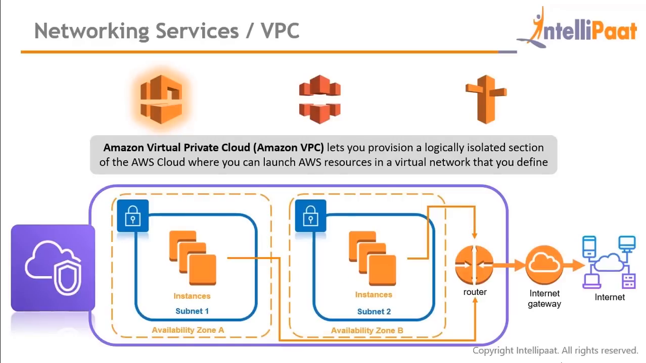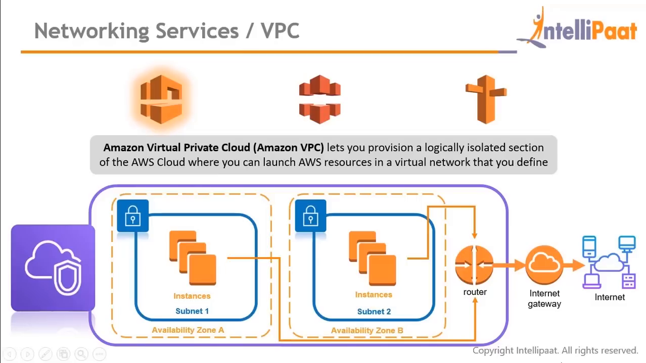Amazon VPC is one of the most used services all along. What it does is let you provision a logically isolated section of the AWS cloud where you can launch multiple AWS services in a virtual network that you define. So you could create multiple subnets in multiple availability zones, and you could launch a lot of services like EC2, Elastic Beanstalk, OpsWorks, and also Route 53 and everything. You could launch all of these services within that, and you can make all of them communicate with each other.